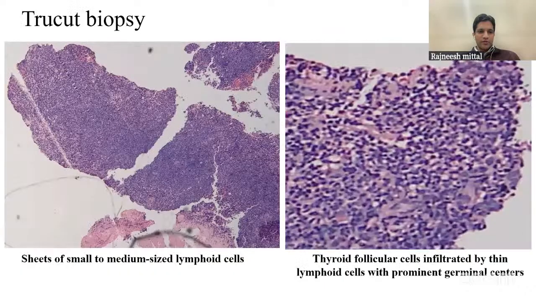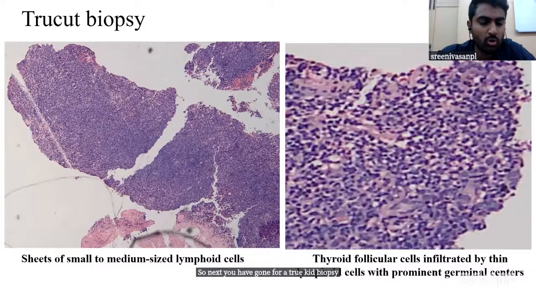Yeah, go ahead. So next we went for a true-cut biopsy, which revealed a monomorphic population of abundant sheets of small to medium size lymphoid cells. Also, the thyroid follicular cells are infiltrated with the lymphoid cells. Also, some prominent germinal centers are seen in the biopsy.